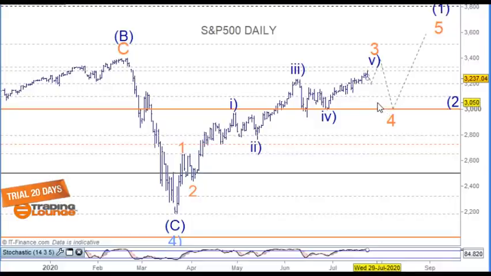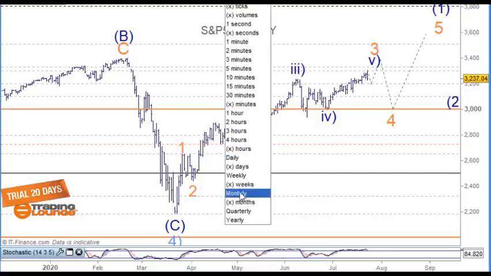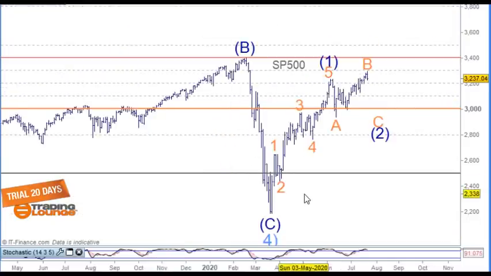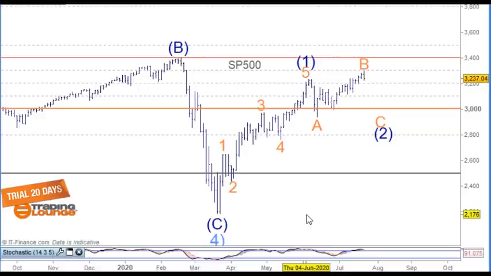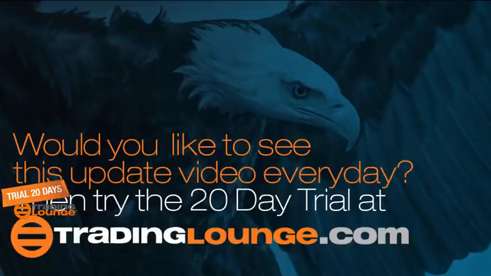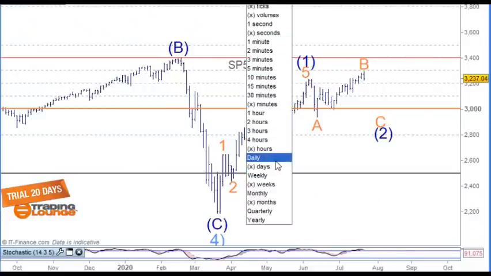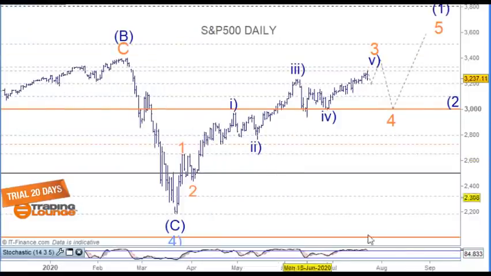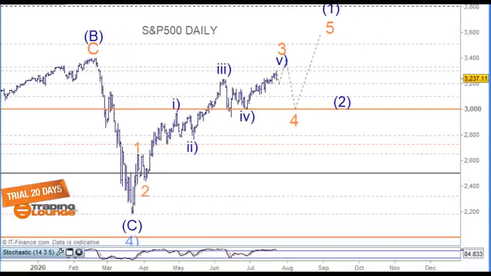I know on our website we're still looking at this as a B wave rally, but we'll let that play out so we understand that. That's for Trading Lounge members, but we're working this count at the moment in line with stocks.